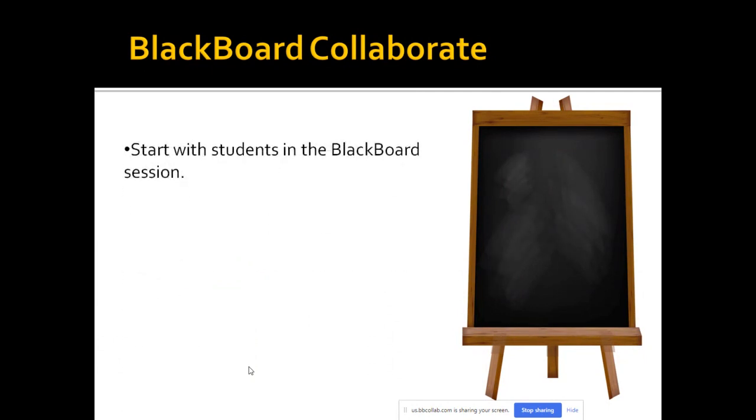What I would suggest on here is start with the students in the Blackboard session. So everybody is in the session. From there, give them the prompt or the problem. My idea would be on the review, maybe give them the first 5 problems. If it was a math review, or if you're using it in some other class, maybe give them a certain number that you've broken down.